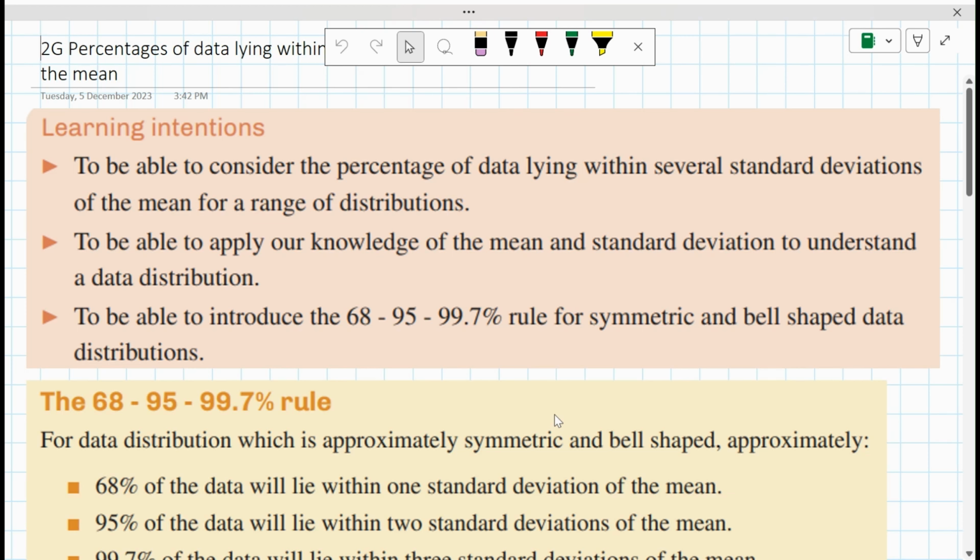Welcome back, General Maths. Today we're going to keep doing Chapter 2, investigating the data's distributions. Today we're going to learn about the percentage of data lying within multiple standard deviations of the mean.